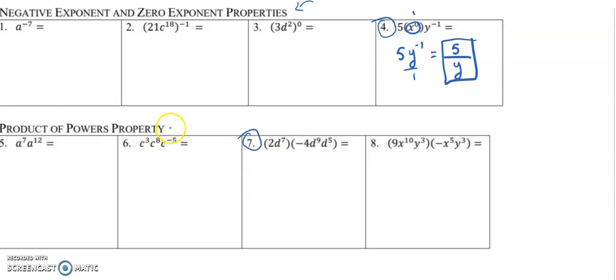Number 7 down here, so the product of powers property. So anytime you have coefficients, multiply those together. So 2 times negative 4 is negative 8. And then I have d that shows up a bunch of times. I have d to the 7th, d to the 9th, d to the 5th. So this should be d to the 7 plus 9 plus 5, which would be negative 8d, I think that's to the 21st power. So those exponents don't apply to the 2 or the negative 4. Also, they wouldn't apply to the negative 8 after you multiply them together.